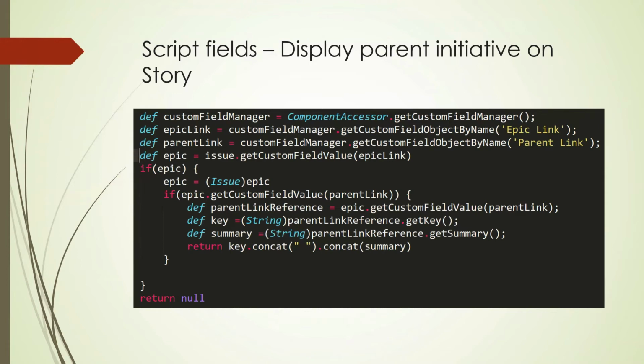So basically what you have here, you have a custom field manager, you get the epic link object, you get the parent link object. Then you basically see, okay, this is the code which is part of a scripted field, and this field is placed on a story.